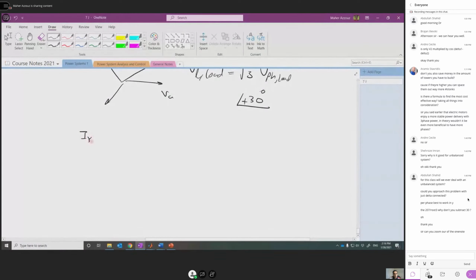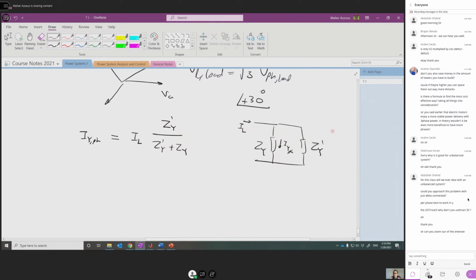I star phase, or phase star, can be calculated by applying the current division. So if you have the line current, you multiply by Z star dash over Z star dash plus Z star. You know the current division, if you have two loads, this is Z star, Z star dash, and this is the line current. If you want to get this current, you multiply the input current by the impedance of the other branch and divide by the summation. This is to get I star here, and this is phase.